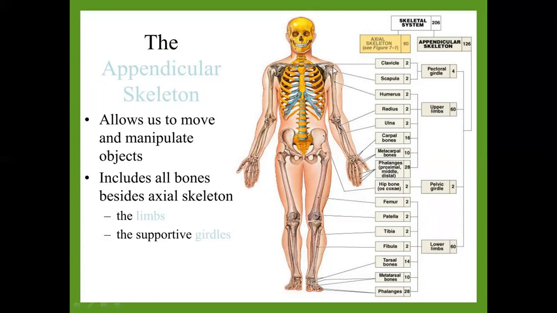Pectoral girdle means the bones of the shoulder, and this is the pelvic bone. Okay, hip bones you can see. So what is the function of the appendicular skeleton? Its function is that it allows us to move and manipulate objects, and it includes all bones besides the axial skeleton.